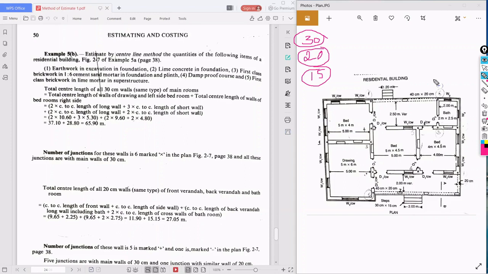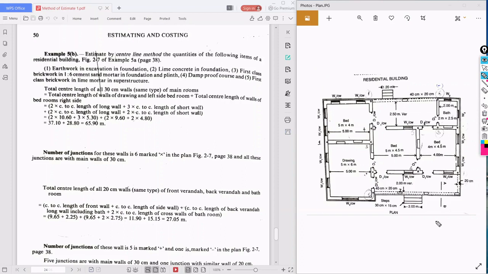We need to pay special attention at the junctions. So what is a junction? If a wall is there and another wall connects to it, then it forms a junction. So how many junctions are there? We need to find that out first.